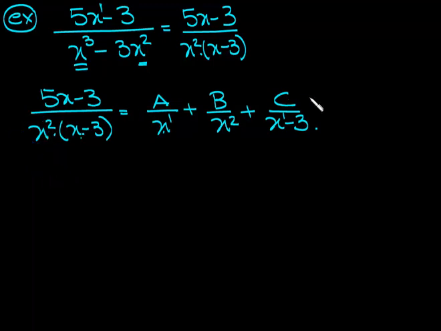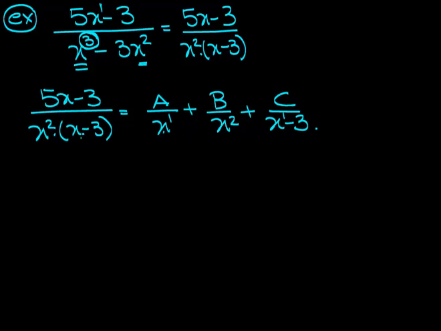The other thing to do is, whatever the degree on the bottom is, that's how many constants you should eventually have to find. The degree on the bottom is 3, so I should need 3 constants. Okay, so now what do we do? We want to find A, B, and C.